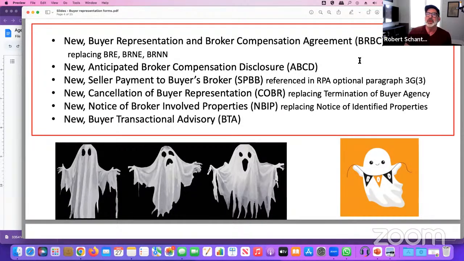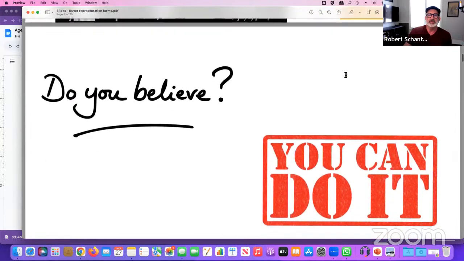I love this form. The previous form was termination of buyer's agency, but this form, we'll get into why I like that better as your broker. And then the notice of broker involved properties. And when we say broker involved, we're going to go over what that means, the NBIP. And then the buyer transactional advisory, the BTA, which is an advisor. And we'll get into what an advisory is.